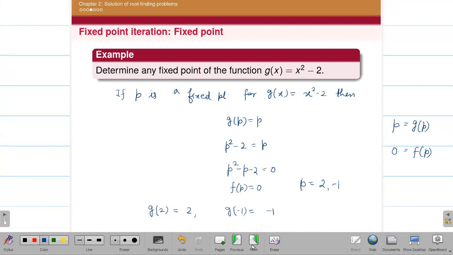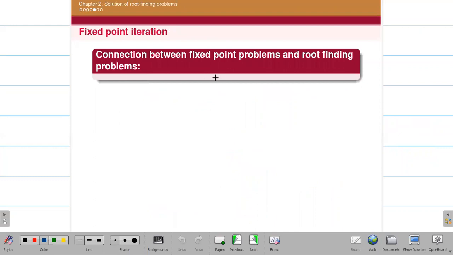So now here you can see the connection between the fixed point problem and root finding problems. If I find the general form, what can it be? Given a root finding problem, f of x is equal to 0, let P be the root of this equation.